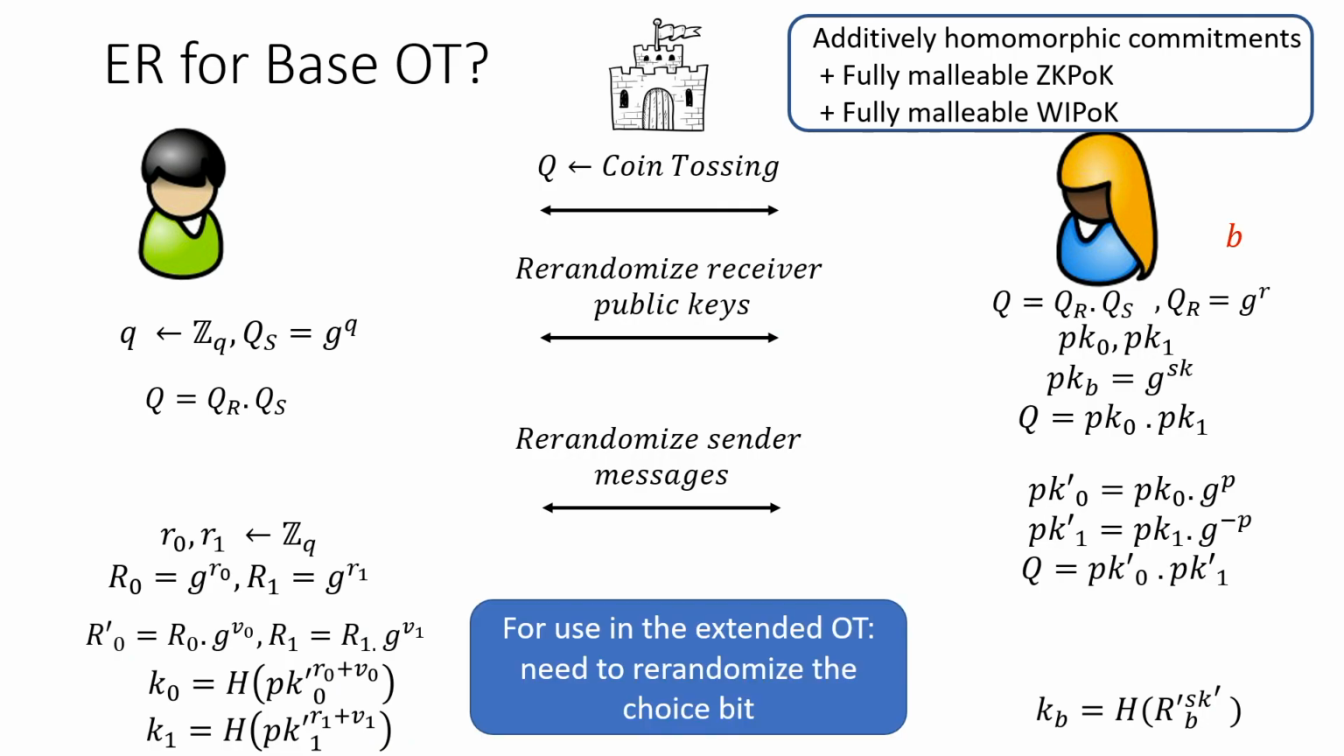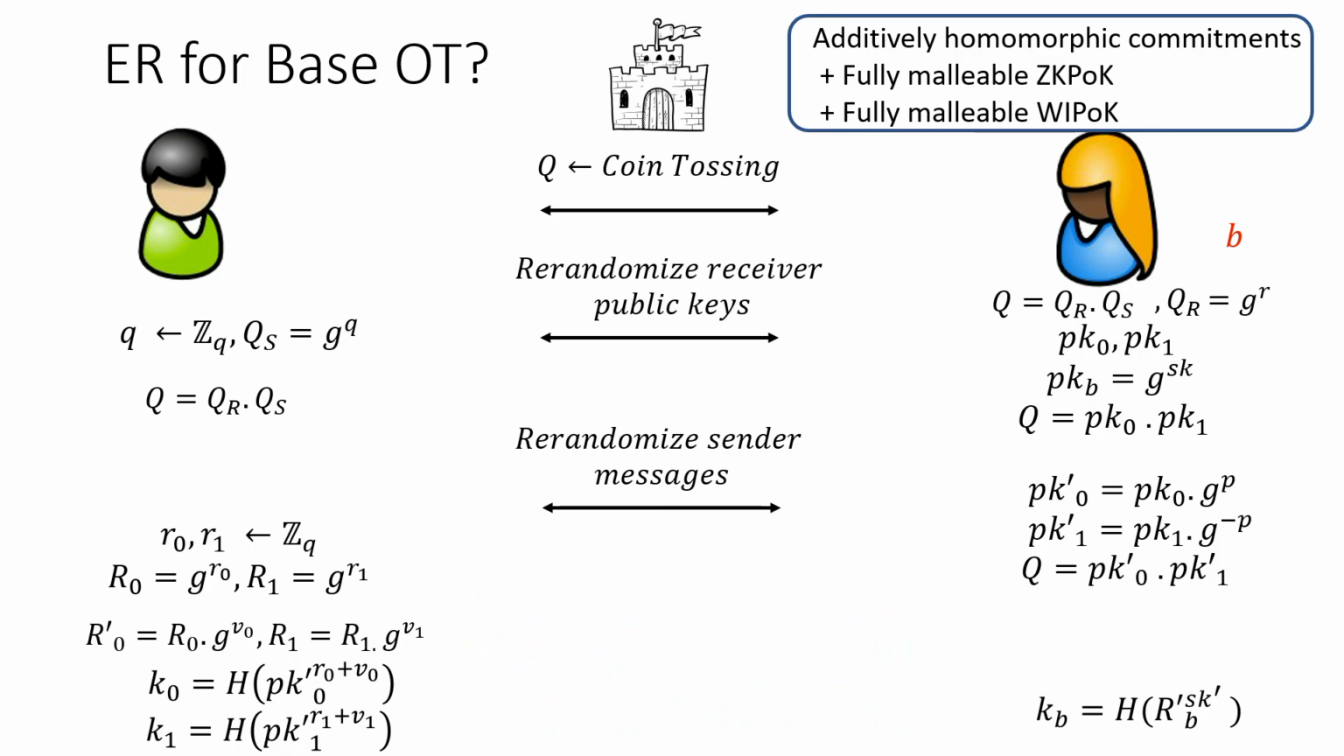However, the base OT that we need for our extended OT protocol needs to be a random OT, and therefore we want to also re-randomize the choice bit. So in order to re-randomize the choice bit, we'll have the sender send a random bit rho. And now the firewall can randomize this to rho hat by picking a random rho tilde.